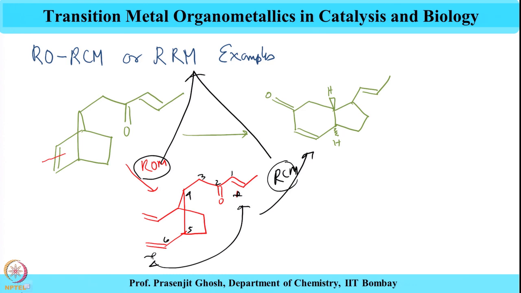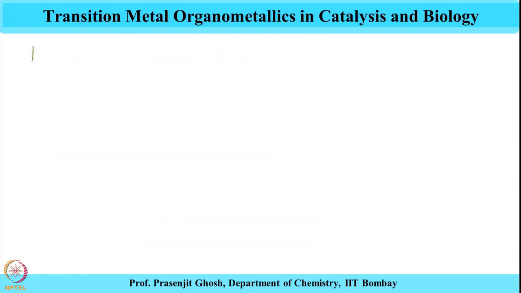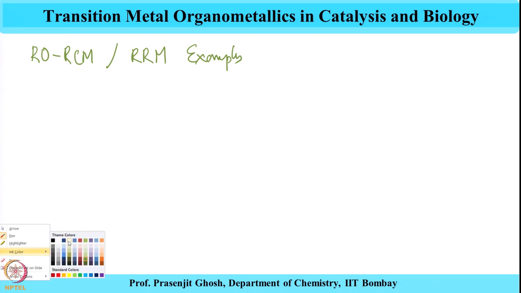We are going to take a look at another example of this RORCM and RRM, ring opening, ring closing metathesis or ring rearrangement reaction examples. And this is observed for this cyclic compound, styrene allyl ether compound, as is shown over here.